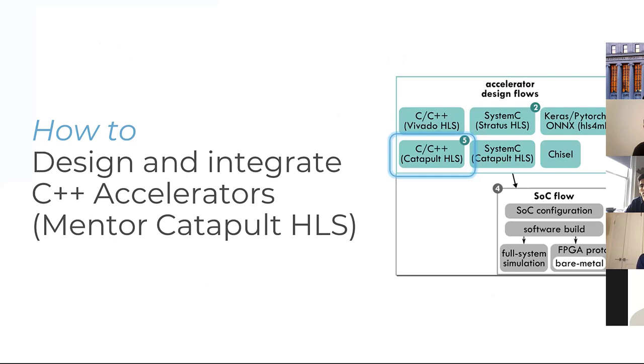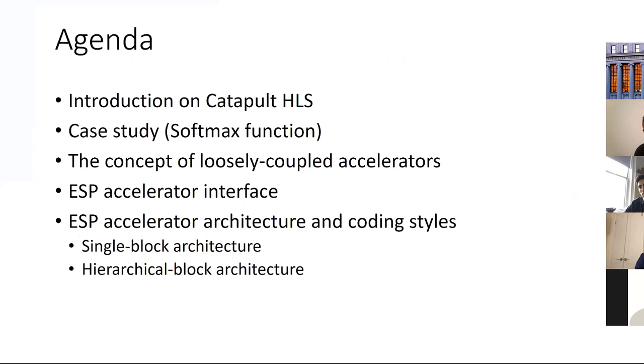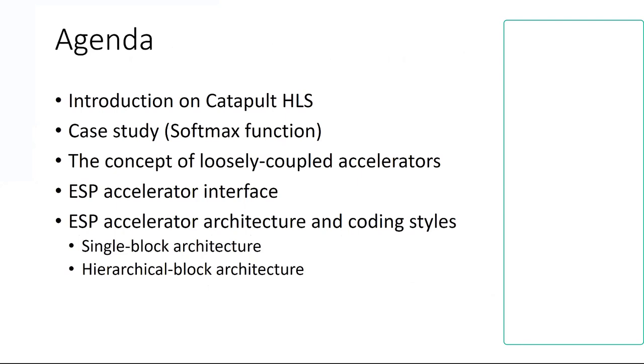Thanks. So in this fifth part section of the tutorial, we are going to analyze how to design and integrate C++ accelerator that we want to synthesize with Mentor Catapult HLS. And this is a new addition to our ESP flow. In particular, during my presentation, I will go through a fast introduction of Catapult HLS. I will focus on a specific case study, the softmax function for machine learning. I will stress a little about the concept of tightly coupled accelerator and loosely coupled accelerators. I will first describe how to design an ESP accelerator interface generically, and then how to instantiate that for Catapult HLS. And then we will go through the actual implementation.